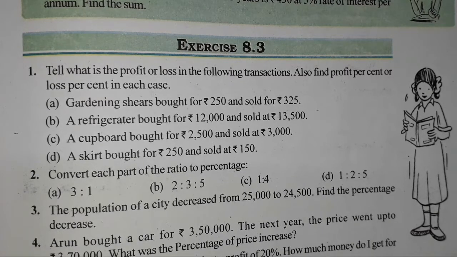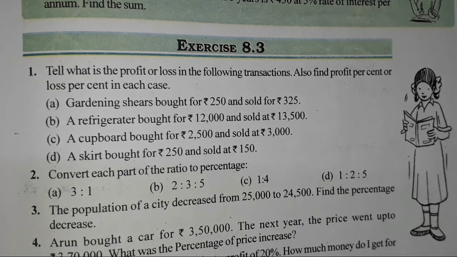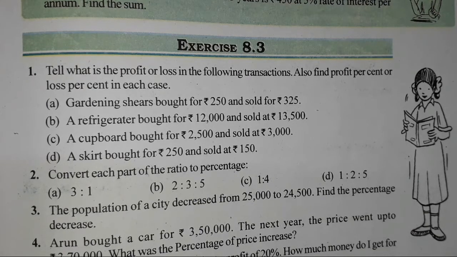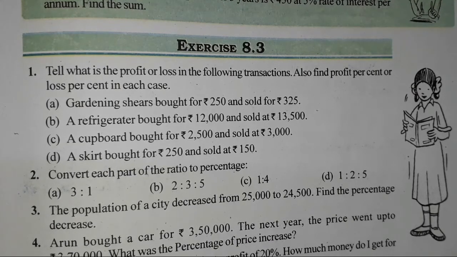In that, the first one is: gardening shear bought for rupees 250 and sold for rupees 325. So here gardening shear bought for rupees 250, that means rupees 250 is what? It is our cost price, because to buy this particular shear it cost us rupees 250, and sold for rupees 325. Sold means what? Selling price. So that is our SP.